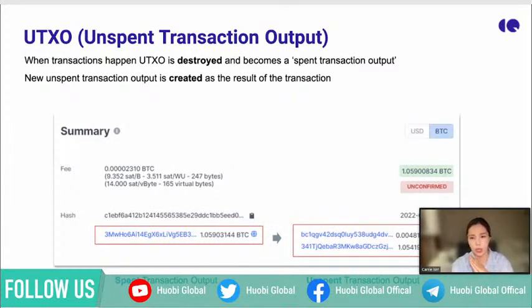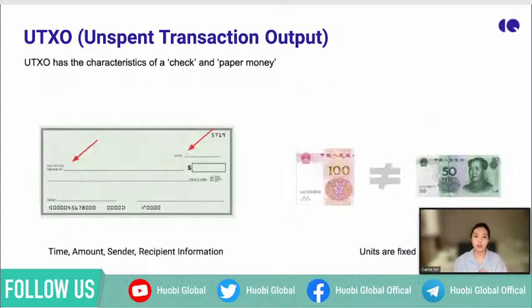So it's pretty complicated, but it's pretty easy. Let's put it this way. If a transaction is made, you destroy the old unspent transaction output and change it to spent transaction output, and you write a new unspent transaction output. And this UTXO has traits of a check and paper money.